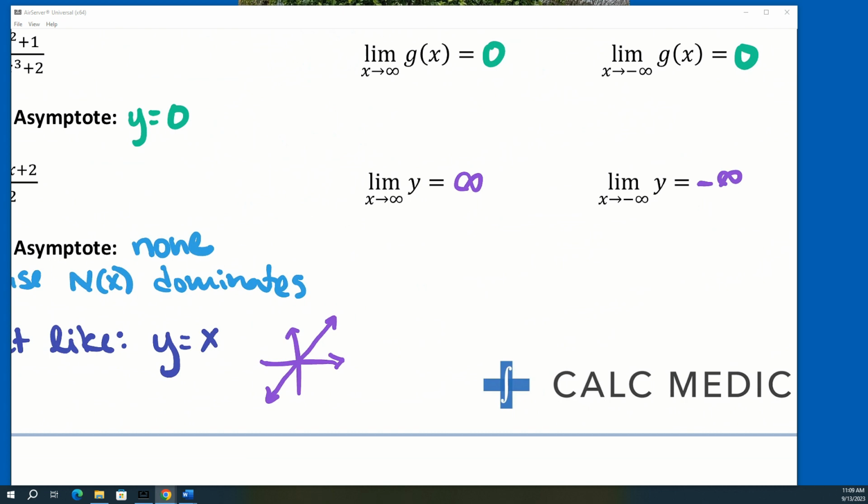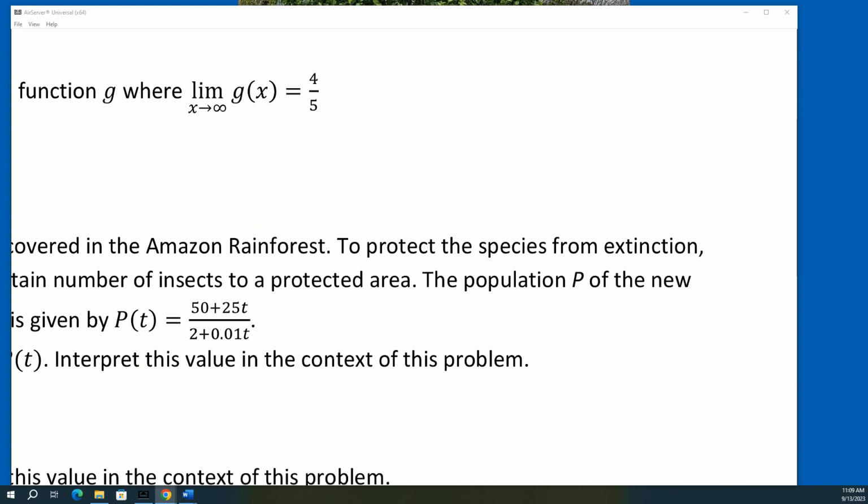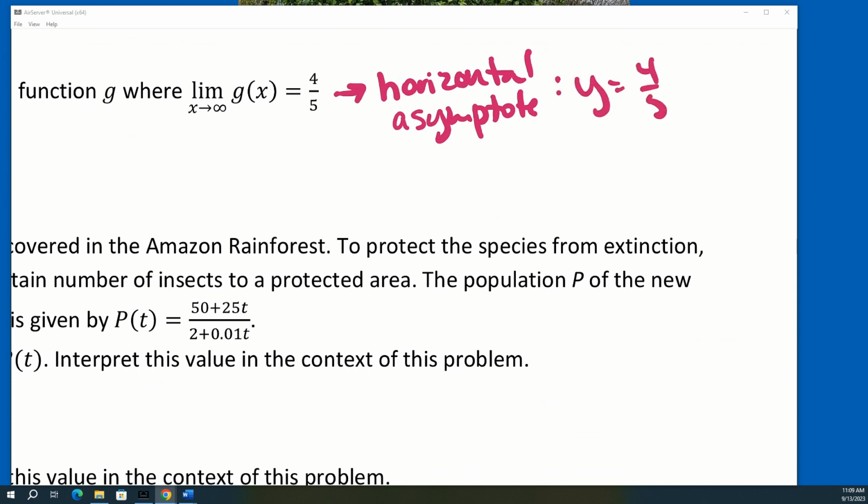Okay, couple more. On number 2, we're going to write our own function that has this end behavior. So anytime, on a rational function, I should say, it does say rational function, if it tells you that the limit as x approaches infinity is this number, what it's telling you is the horizontal asymptote is y equals 4/5.